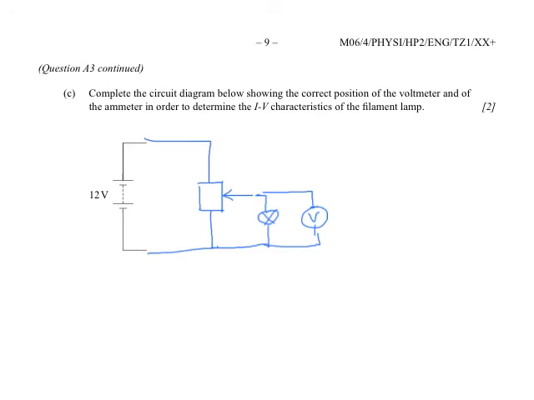Now the ammeter needs to be connected in such a way that you know what the current will be flowing through the bulb. So it should be somewhere along this branch. Anywhere along here would be fine, and I'll just shove it in there to pair up with the mark scheme. So that's your ammeter and that's your voltmeter.